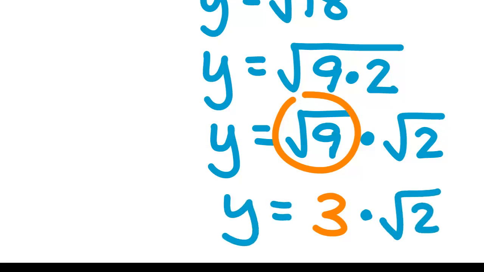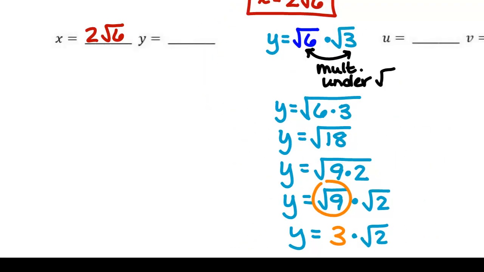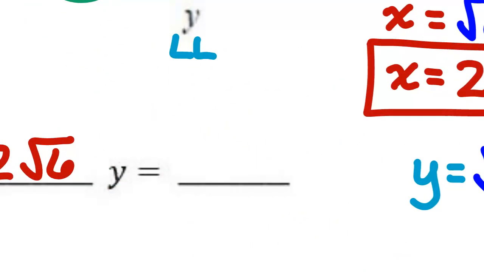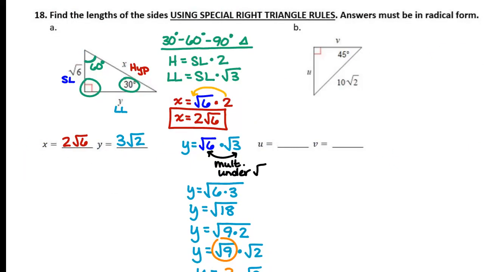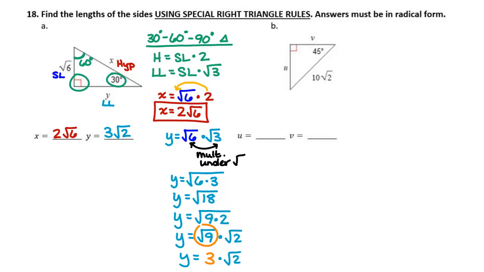Can we simplify the square root of 2 at all? Is there anything that goes into 2? No, just 2 and 1. Is the square root of 2 a number that you know? No, that's a decimal. So my answer for y is 3 radical 2. Remember, we don't usually write the times symbol down in between the whole number and the radical.